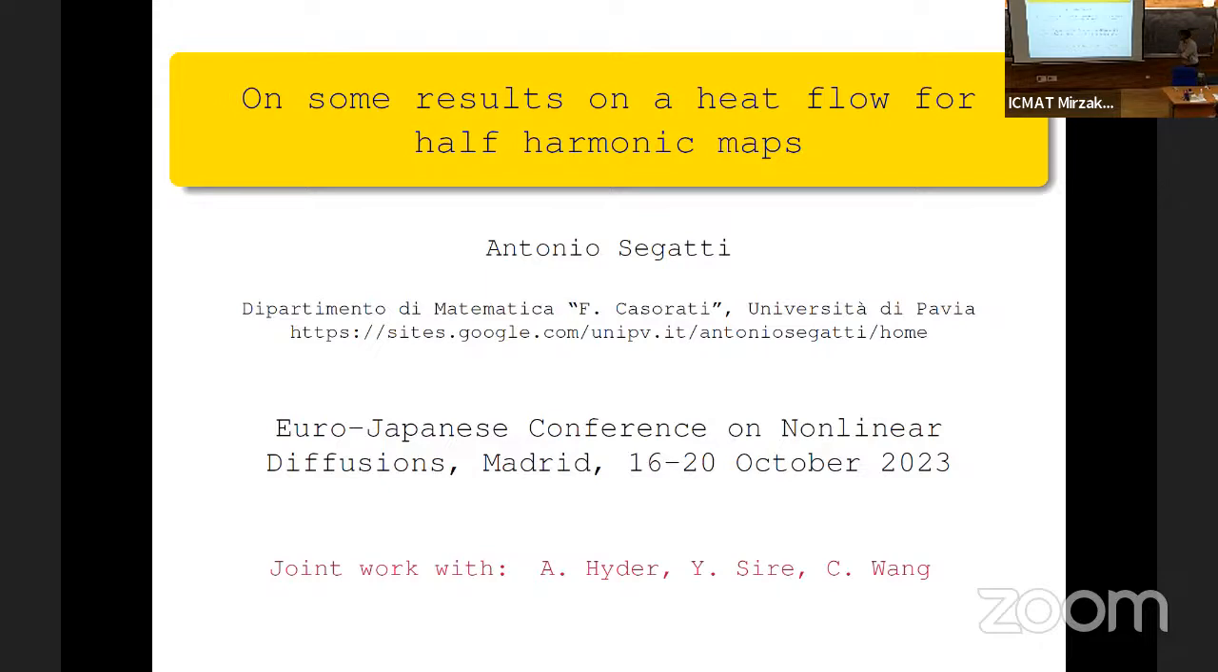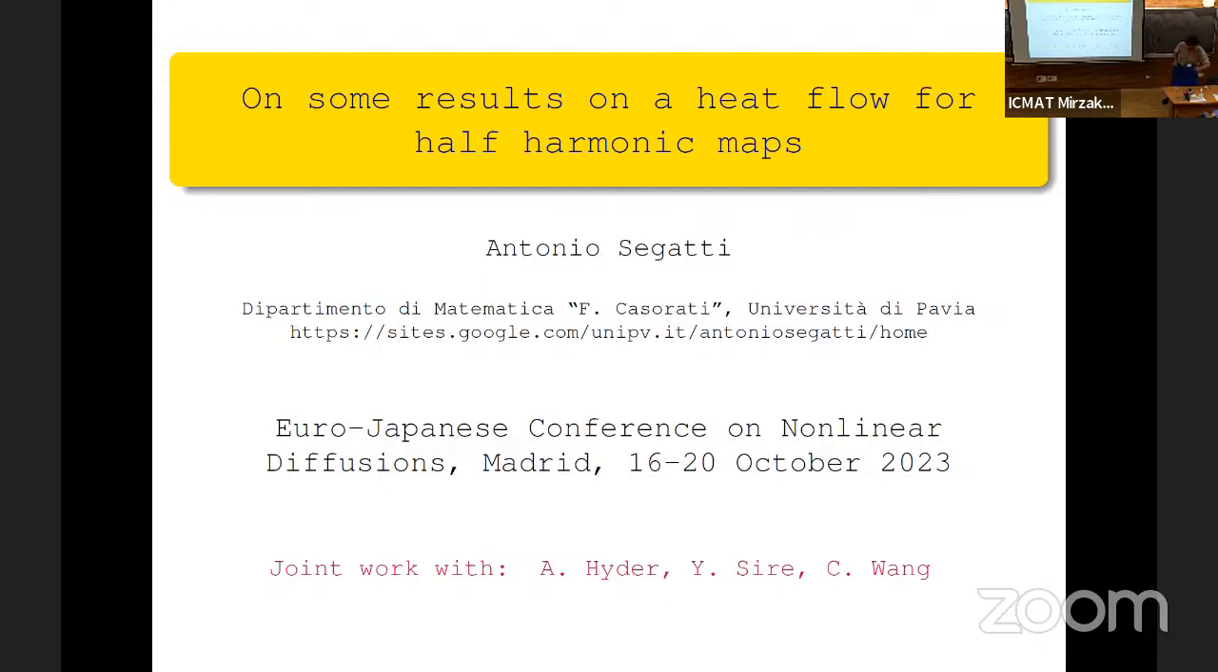Please start. Okay, so thank you very much, Laura, and thanks to the organizers. It's an immense honor to participate in this workshop. I love Japan and I love Spain, so it's a perfect combination for me to be here this week. I'm also very happy to tell you something about this work that is done in collaboration with Ali Haider, Yannick Sire, and Changyou Wang.